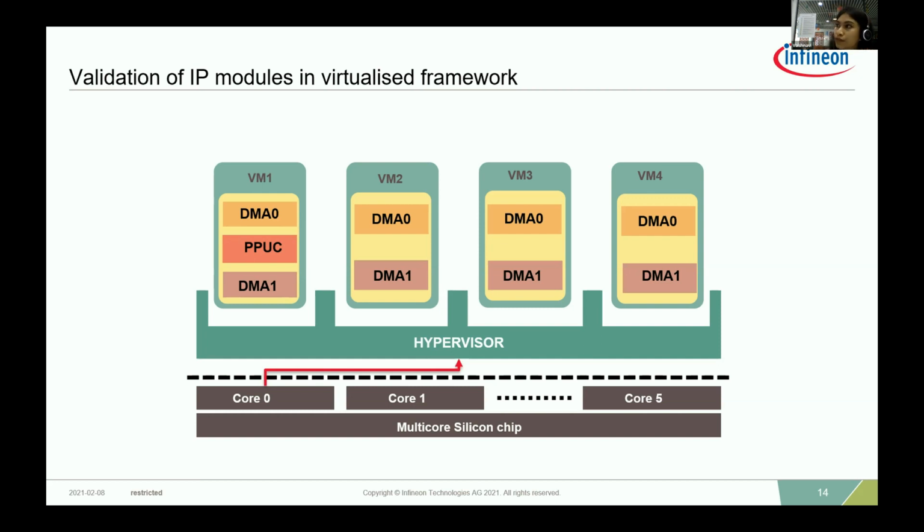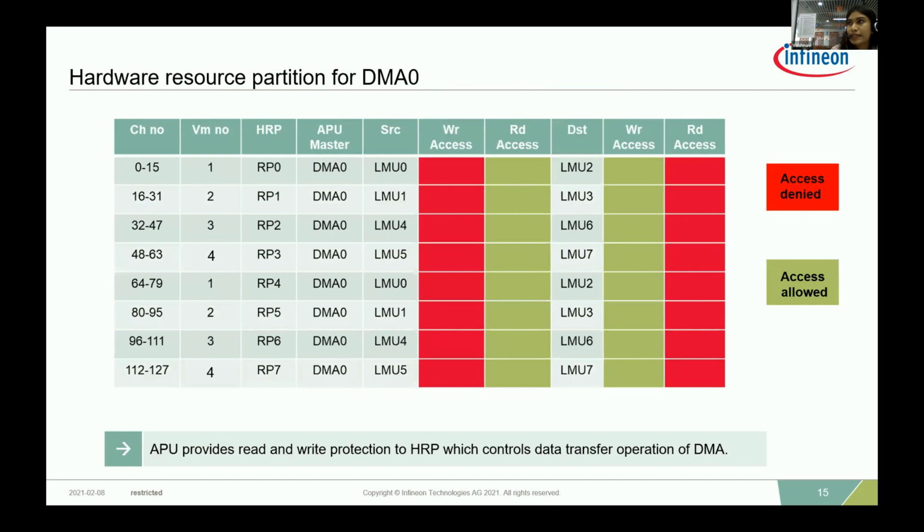We are also checking whether any trap is generated for accessing the unauthorized LMU regions. This is explained in this whole table. We have channels 0 to 15 in virtual machine 1 with the hardware resource partitioning RP0, and the APU master would be DMA0. Its source address will be located in LMU0. It does not have write access, but we can read from LMU0. The destination address for this DMA will be in LMU2 with write access but not read access.